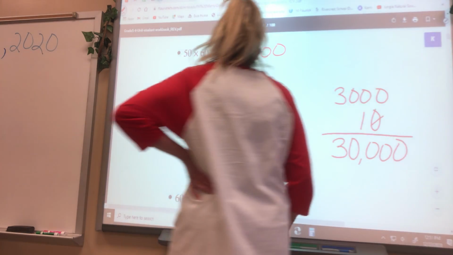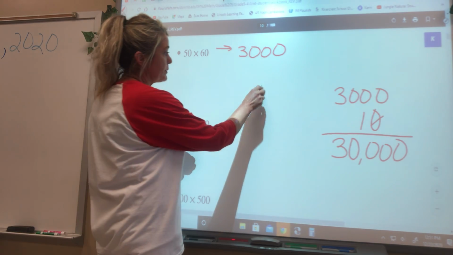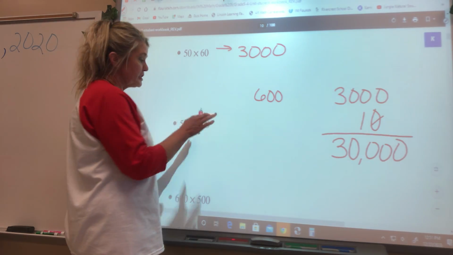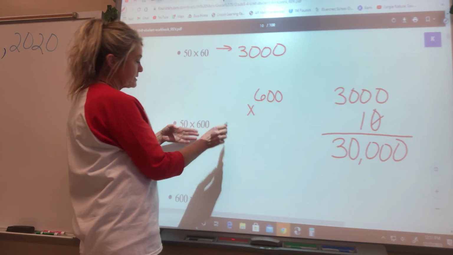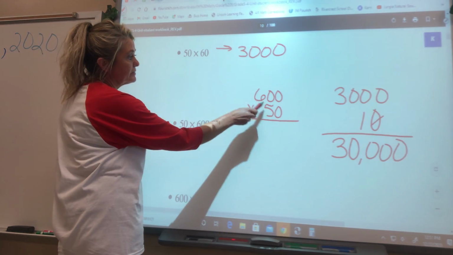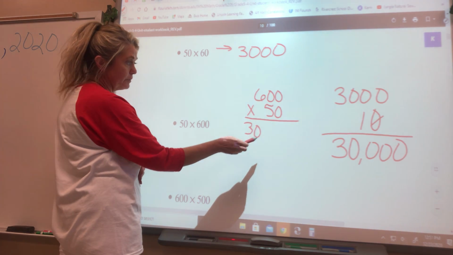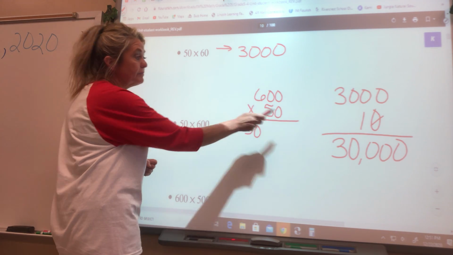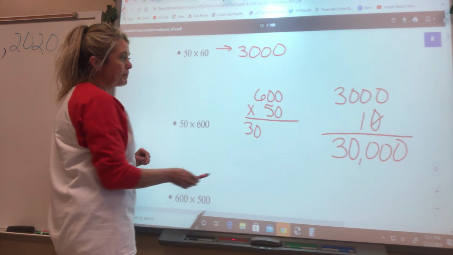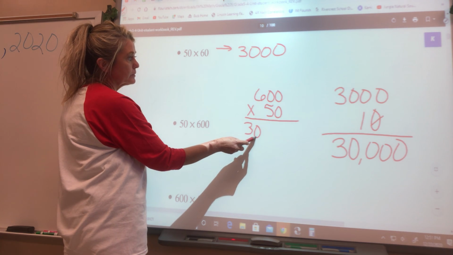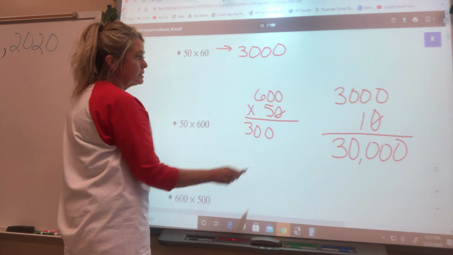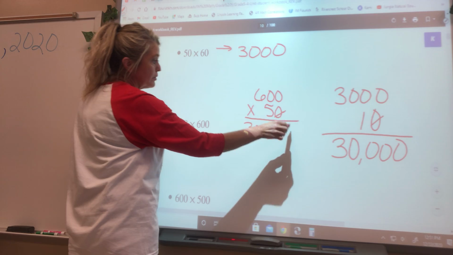Or I could do quick math, quick estimate math. 600, remember when we're multiplying, we always put the largest number on top. Doesn't change the answer. Okay, so we would have 600 times 50. Quick math, 5 times 6 is 30. And remember I said 5 times 6, not 50 times 6. Just 5 times 6. So I haven't used this 0 yet, have I? 5 times 6 is 30. I still haven't used this 0 because I didn't multiply 50 times 6. I haven't used this 0 or this 0.